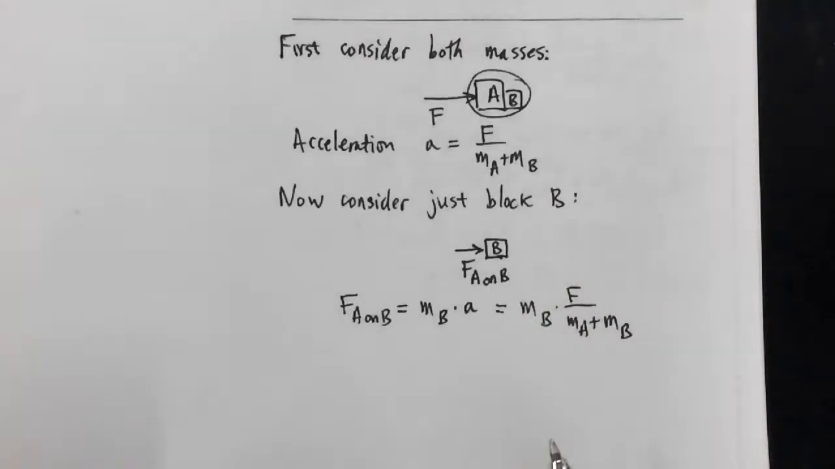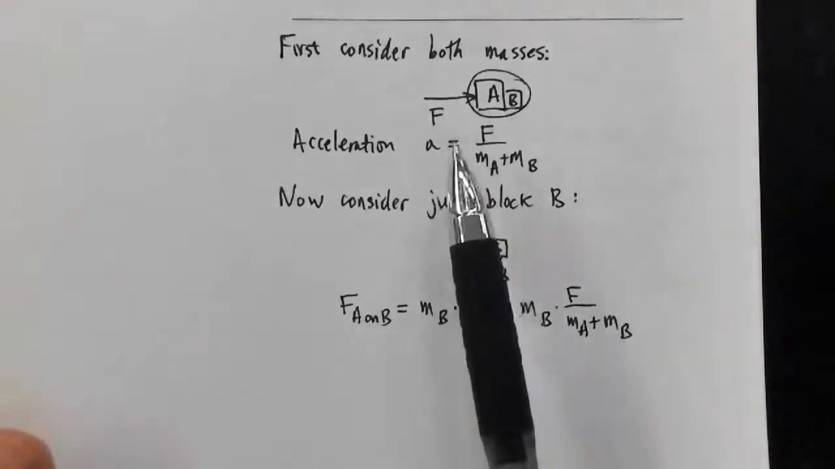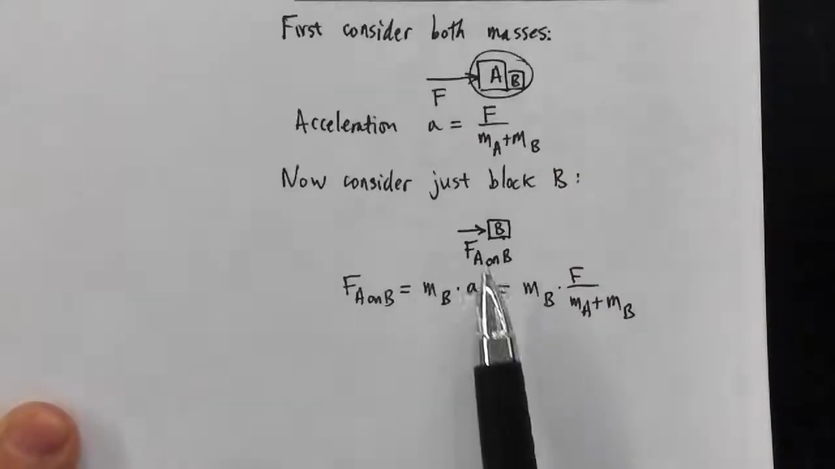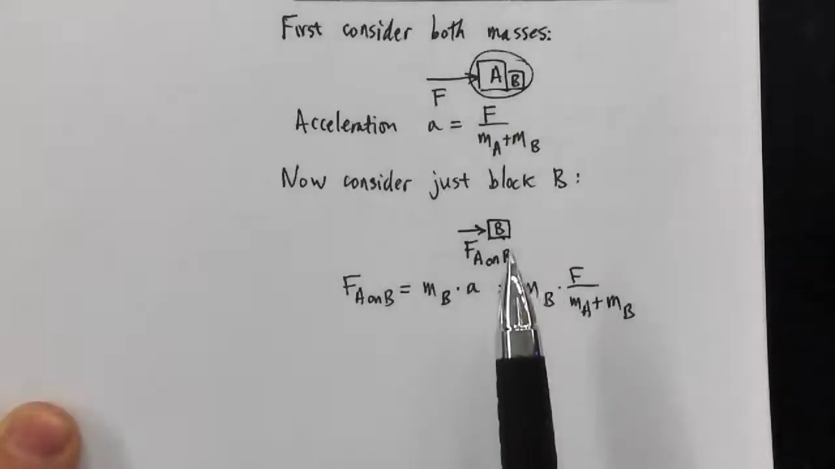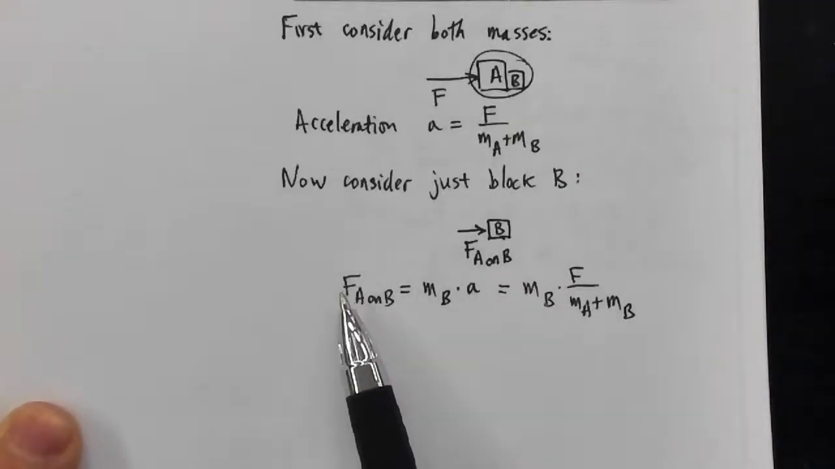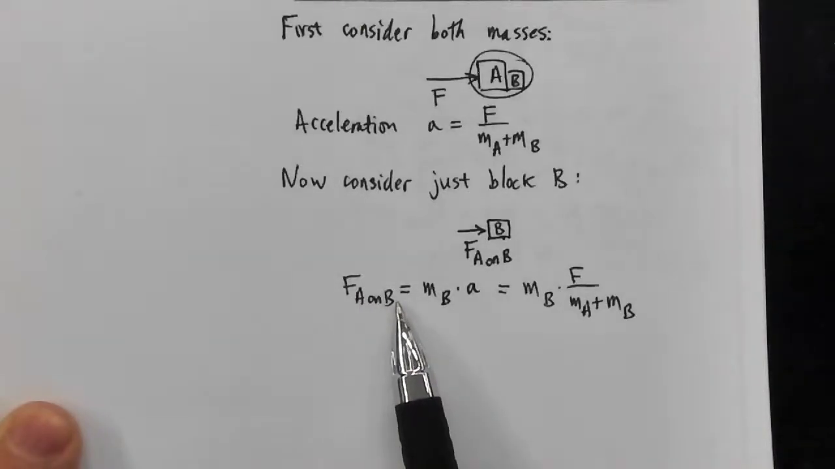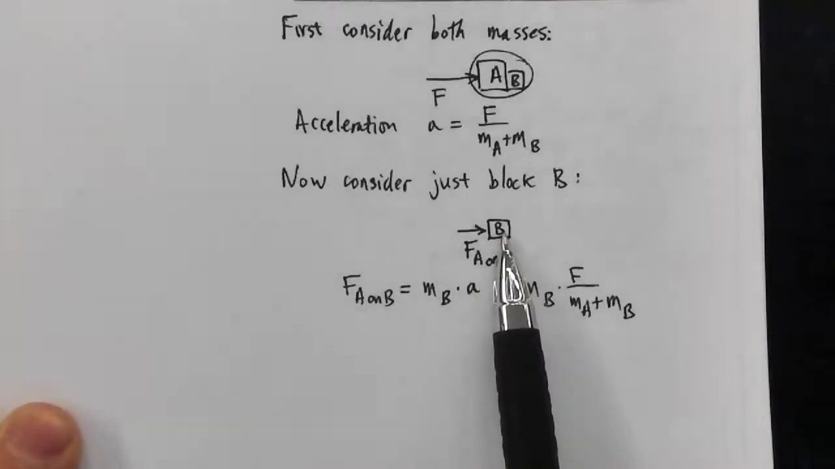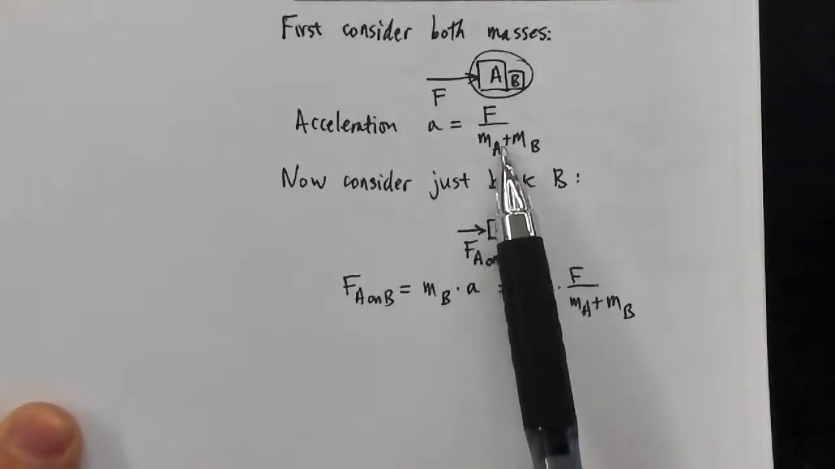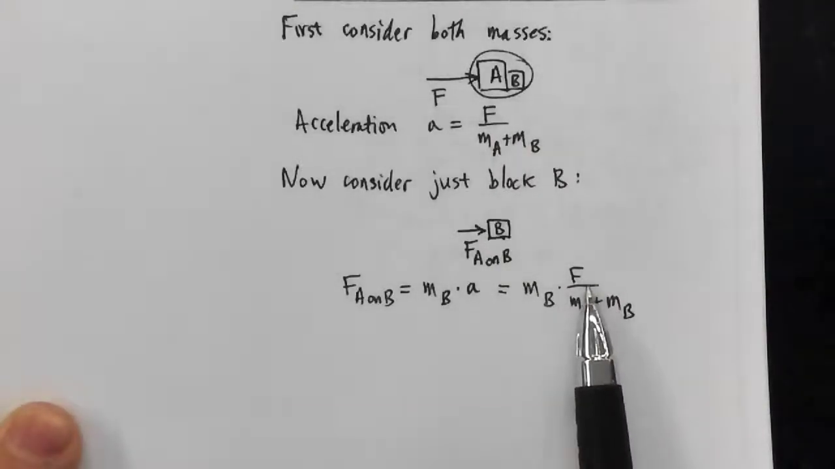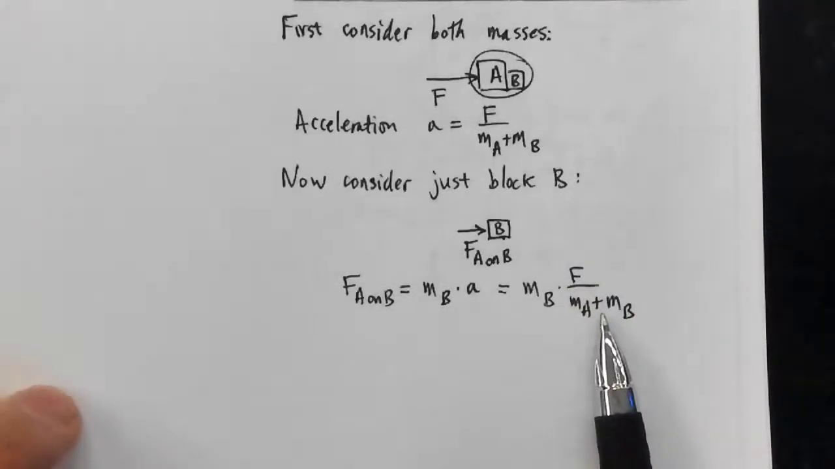But what we want to know is what is the force that A exerts on B. So once we know the acceleration of both blocks, we can just say B needs to accelerate with that acceleration. Okay? So the force that A exerts on B will be the mass of B times the acceleration. We said the acceleration is F over MA plus MB, so that will be MB times F over MA plus MB. Okay.